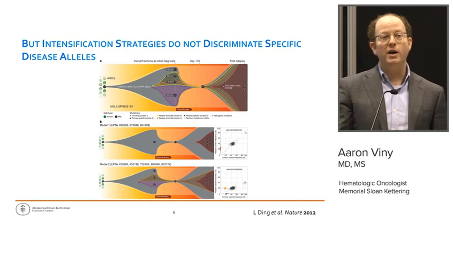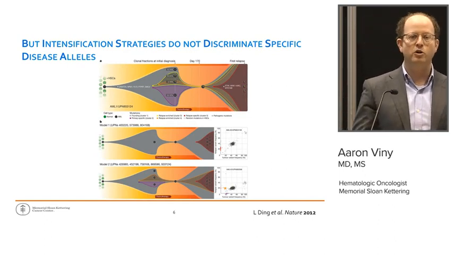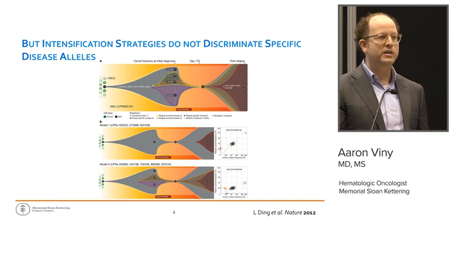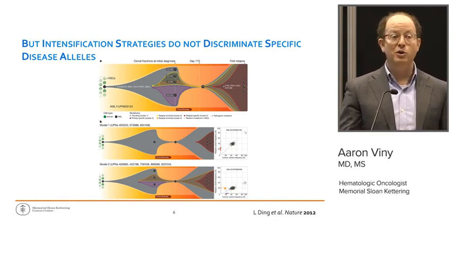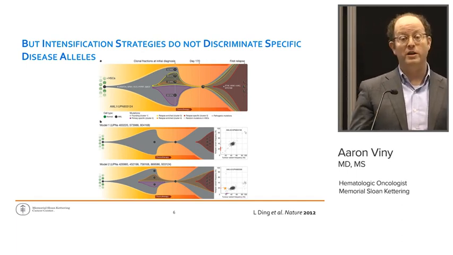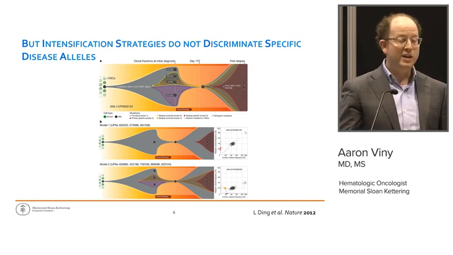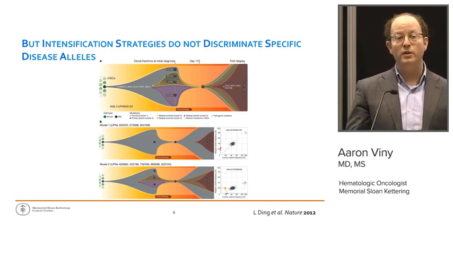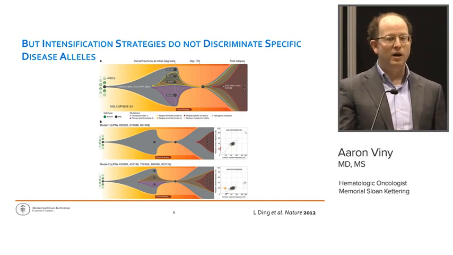But intensification strategies don't discriminate the specific disease alleles. They're just determining whether or not there is some clonal marker of persistent disease. And so, as Tim Ley's group has shown for years, the clonal architecture is actually extraordinarily complex. And knowing which clone is the clone that's going to grow out is really going to matter on whether or not your therapeutic strategy is going to be effective.